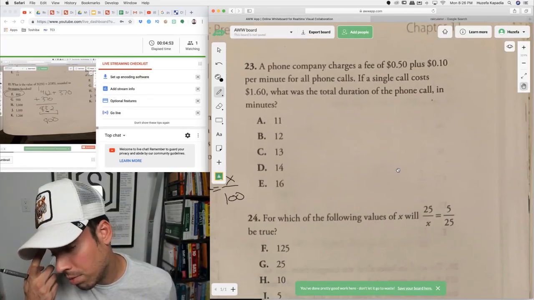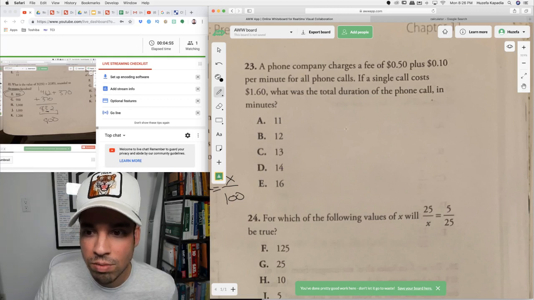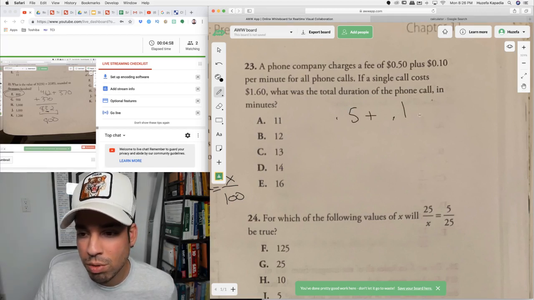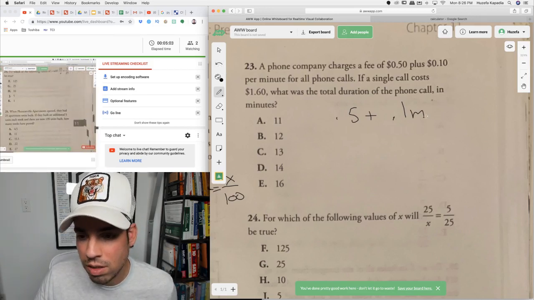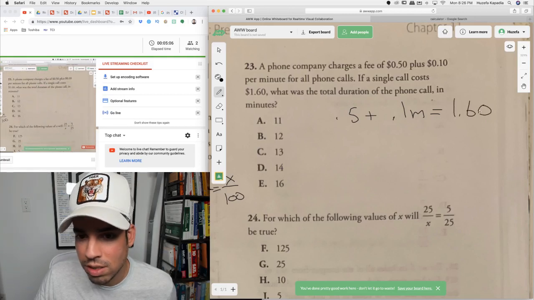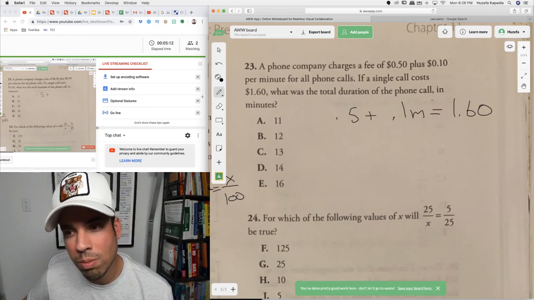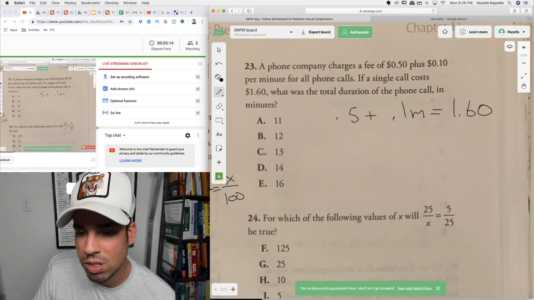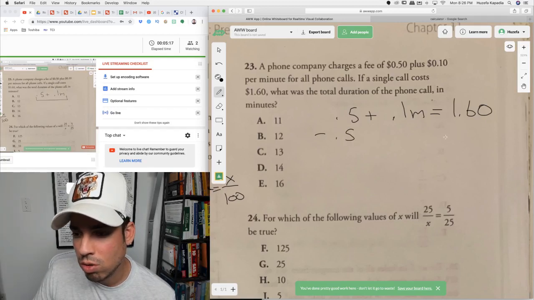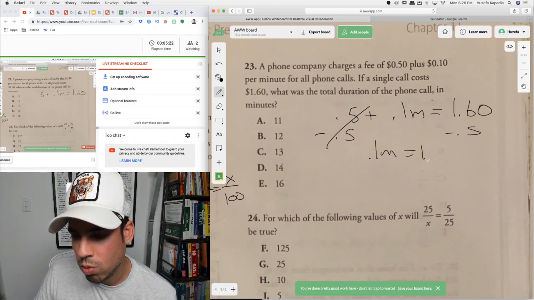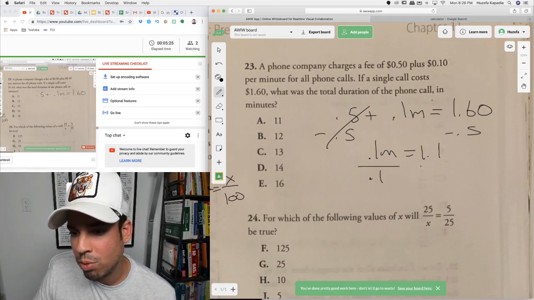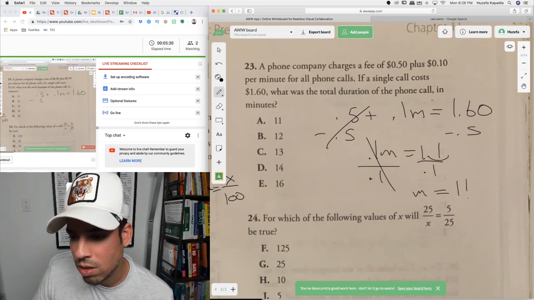A phone company charges a fee of 50 cents plus 10 cents per minute. So this is what comprises the cost of a single call. If this whole thing equals $1.60, what is the total duration of the phone call? AKA solve for the number of minutes. You set these equations up and the work is sort of done for you. Now let's isolate the number of minutes. I get 0.1 minutes equals 1.6 minus 0.5, which is 1.1. Then we divide by 0.1. Anytime you divide by 0.1, it's like moving the decimal over 1. So the minutes are 11.